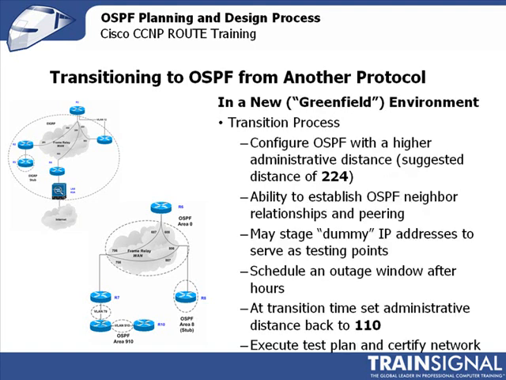So how do you actually do the transitioning process? Well, in a new environment, you would simply configure OSPF, which has an administrative distance of 110, to a higher distance. You might put it at 224. Now, if you're using something that OSPF is lower than, for instance EIGRP, it wouldn't really even affect it. But this would help you establish your neighbor relationships and be able to do some initial testing. Once you're ready to transition, schedule an outage window, set the administrative distance back to the default of 110, and then do your test network and planning.